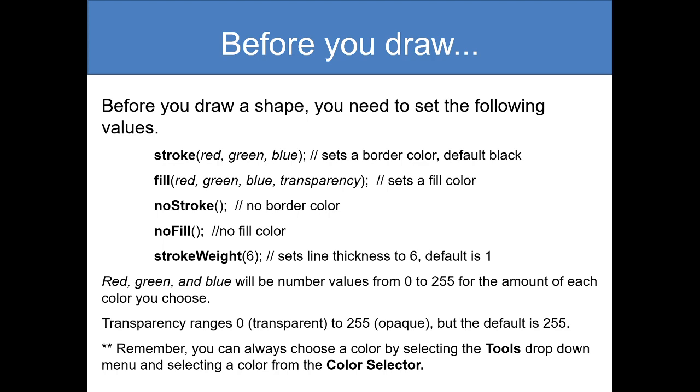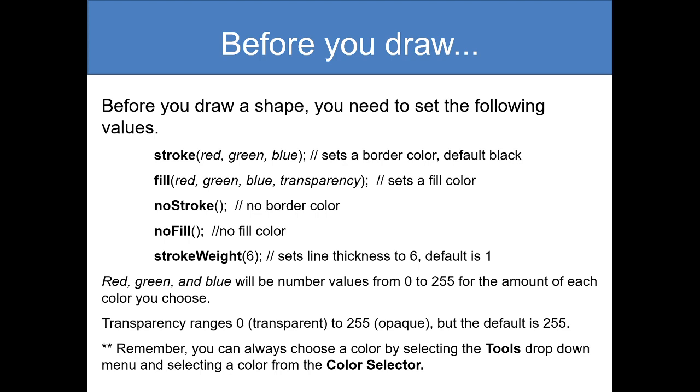The next thing that goes along with that is the fill. Red, green, blue, and then the transparency. We are able to set a fill color. This is what color is inside of the shape that we draw. You can imagine this almost like if you ever used Microsoft Paint, that little paint bucket. You fill the inside, and that's what it looks like.